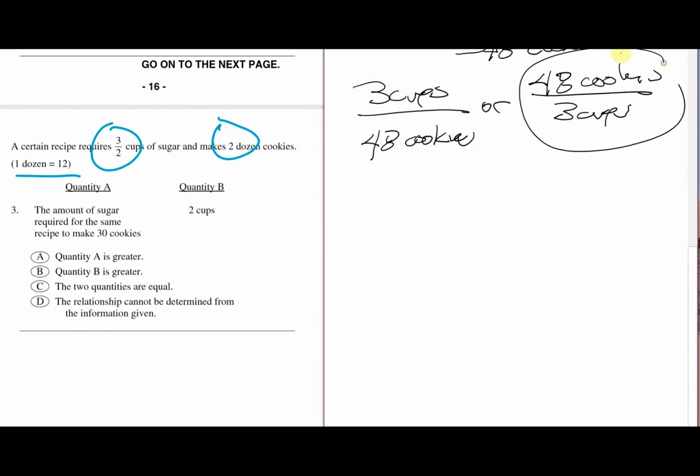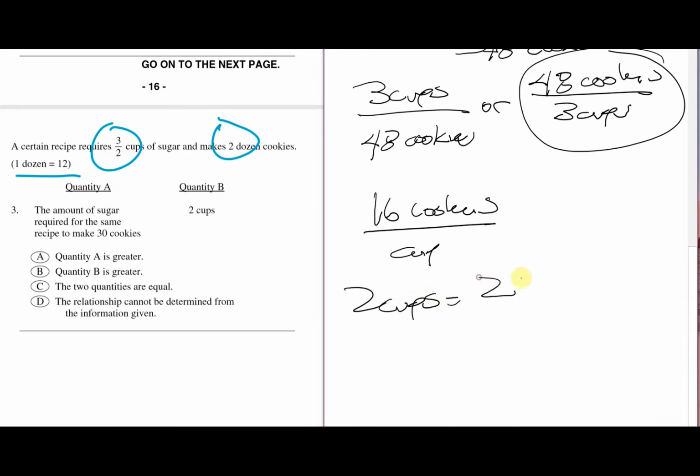So we want to go with this one because we want the numerator, the relation, to be cookies per cup. So we know 48 divided by 3 is 16 per cup. So that means 2 cups equals 2 times 16 cookies per cup. So basically, you're just bringing a multiplier essentially.